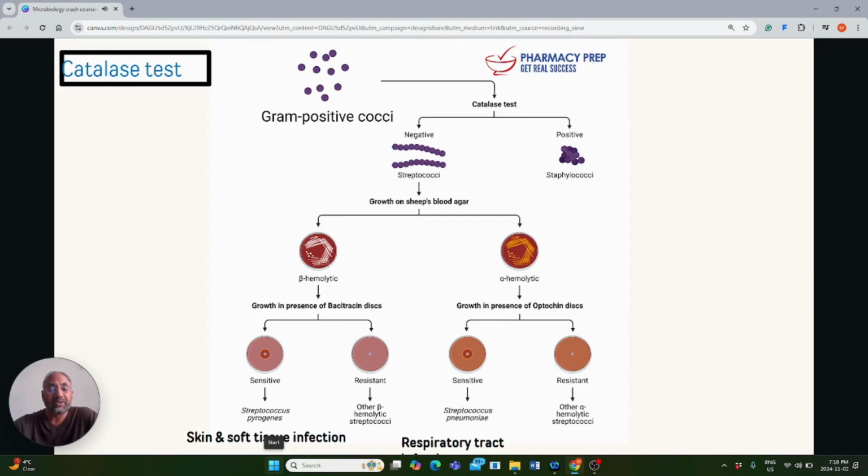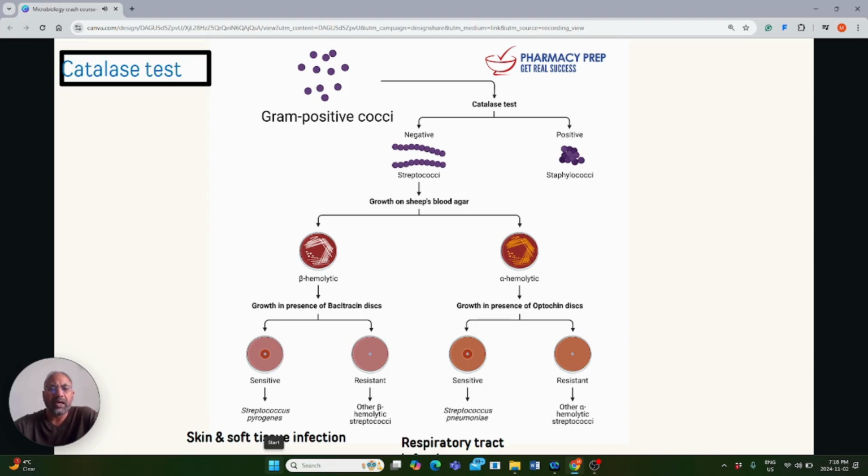Okay, so if it is beta hemolytic, then we go ahead with our last test, which is the growth in the presence of bacitracin discs. So we put some bacitracin discs on these plates which have already shown some beta hemolytic growth, and we look for the positive and negative on the bacitracin, and if it is bacitracin sensitive, it is Streptococcus pyogenes, and if it is not sensitive, then it is the other kind of beta hemolytic streptococci. Okay, so Strep pyogenes is the most common and the most deadly of these streptococci, and that is why we do this bacitracin test.